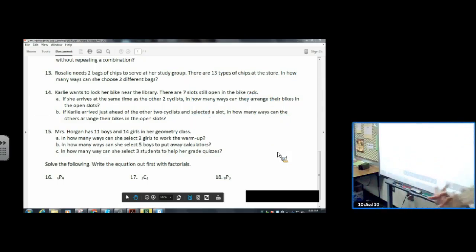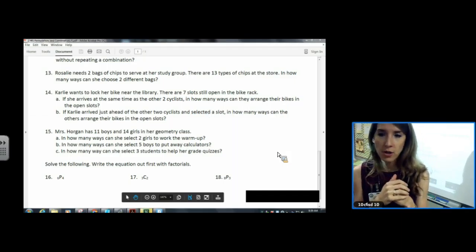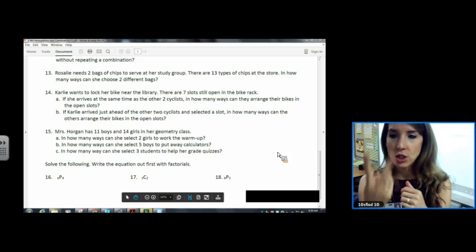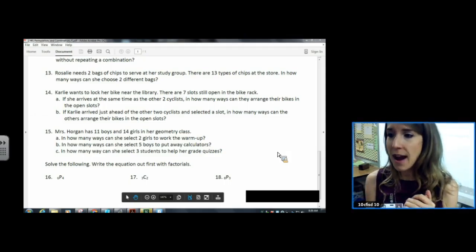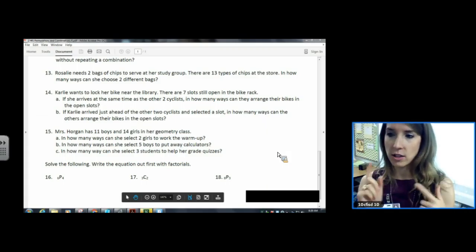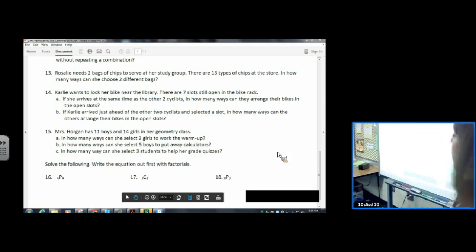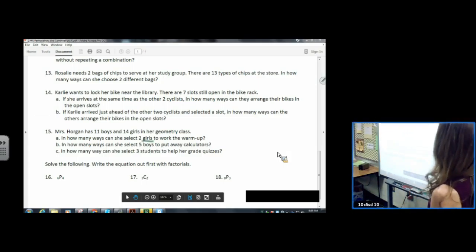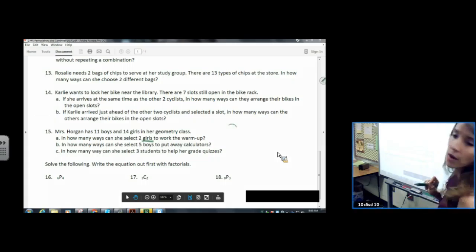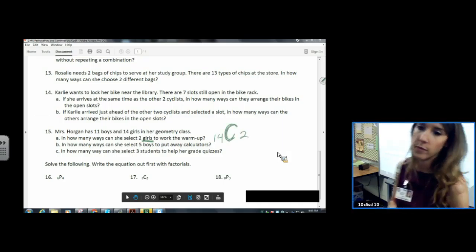Okay, number 15. This one's a little bit different. Mrs. Horgan has 11 boys and 14 girls in her geometry class. How many ways can she select 2 girls to work the warm-up? This one, order doesn't matter. It doesn't matter if she chooses Lily, Angela, or Angela, Lily, because they're both going to work the warm-up, and it didn't say that it mattered who did it first. So, she's going to select girls. It has to be girls, and we want to know how many ways she can pick those girls. There's 14 girls. Order doesn't matter, and she's choosing 2 of them. So that's part A.